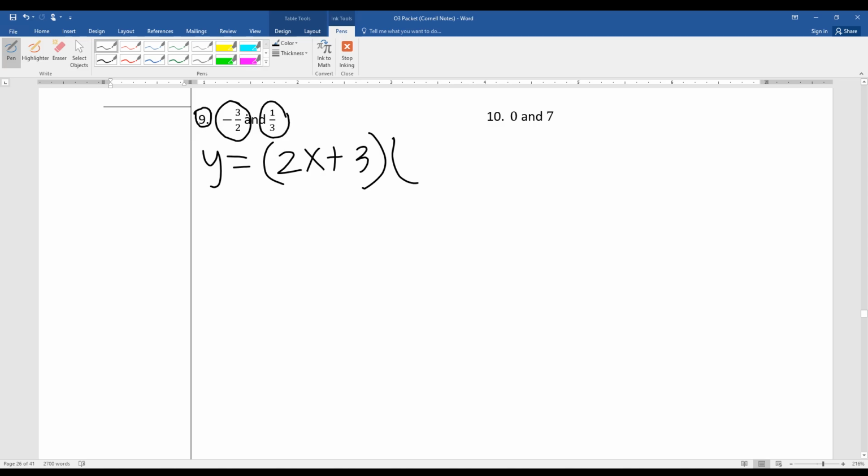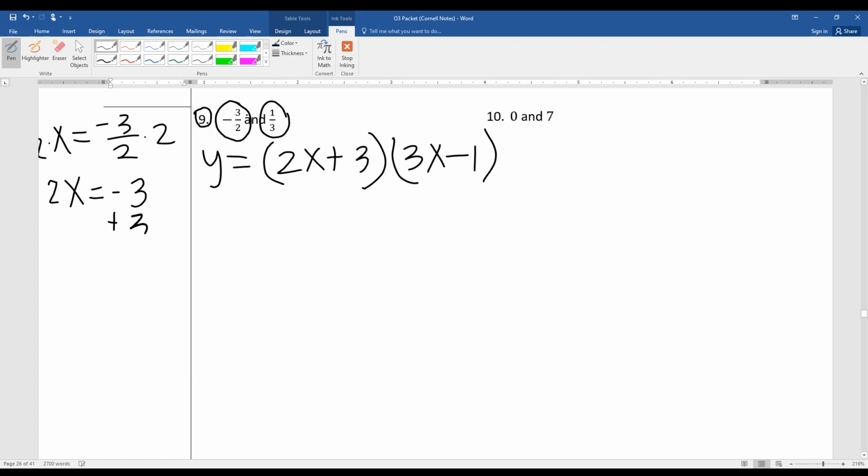Next one was 1/3. So again, denominator goes with x, so I have 3x. 1 will go after it since that's the numerator. And I'm going to change the sign, making it negative. Again, remember, you can always set x equal to those. So x equals -3/2 and solve. So I would multiply by 2. So 2x equals -3. Adding that 3 over still gives me 2x plus 3.